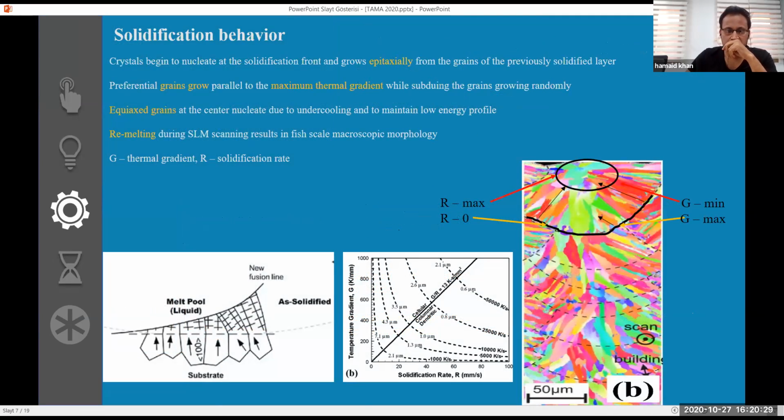Now, how does solidification take place in the additive components? You can see the formation of grains here. They are aligning in particular directions. All of them are aligning towards the center. And you can see the other grains as well. This is the EBSD graph. What happens when the melt pool starts cooling? This region has a zero solidification rate, although the thermal gradient is very high.